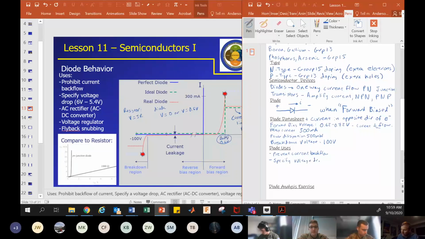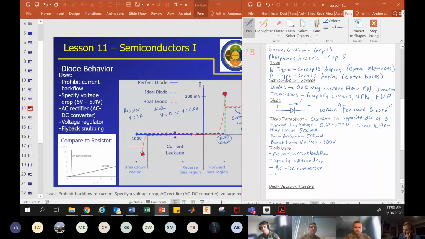So say you had your battery pack and you put 6 AAs in there, and that's 6 volts, but you really want closer to 5 volts. You put a diode in series with that battery pack, and now you're down to 5.3 volts or 5.4 volts. So you can specify a voltage drop that way. We can use it as an AC rectifier, which is another way of saying an AC to DC converter. And you'll see that in the homework, where diodes are used to convert AC to DC.